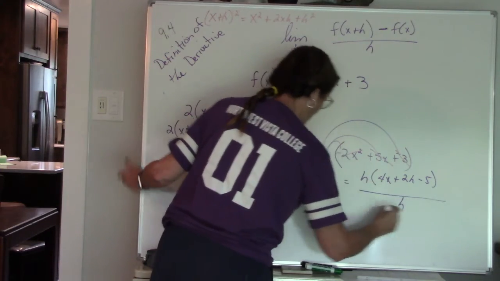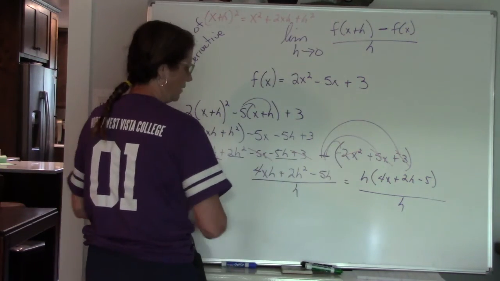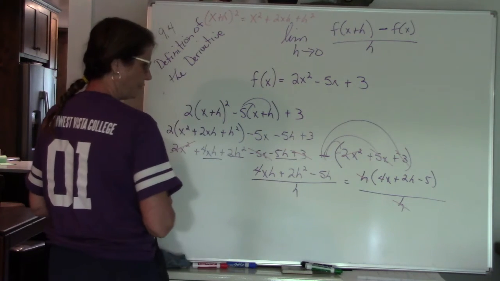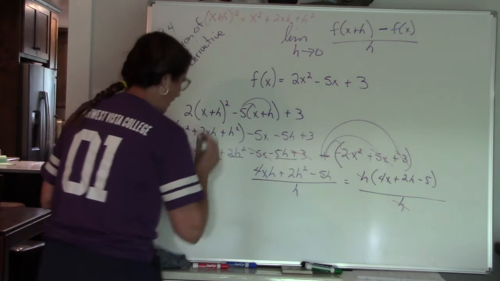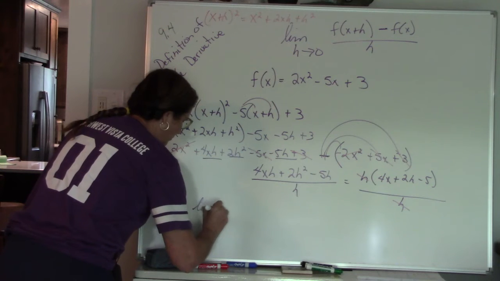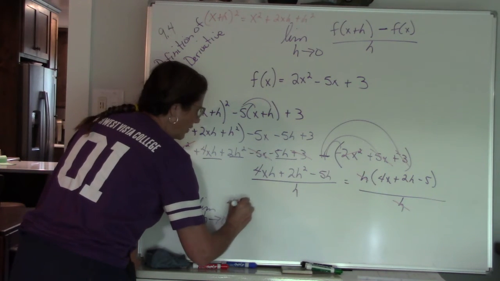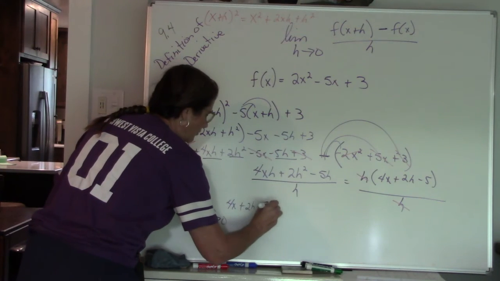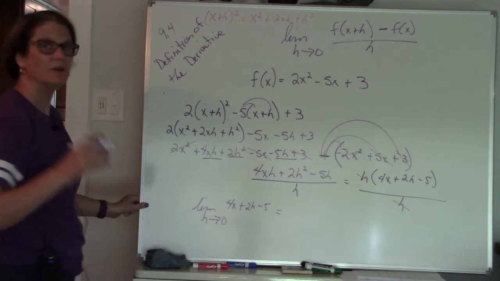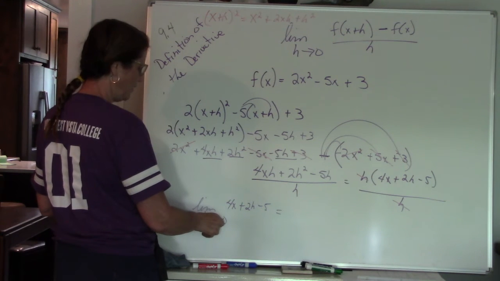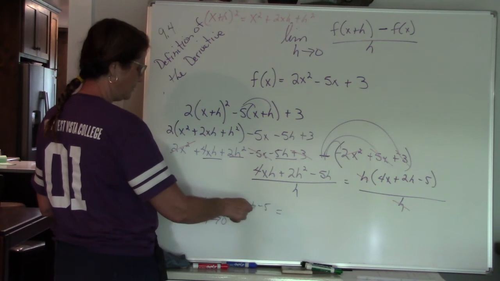All over h. And now I can cancel. Okay? So that's step 3. So now we're going to apply the limit. So the limit as h goes to 0 of 4x plus 2h minus 5. So here's where we just plug our limit in. Every time I see an h, I'm going to plug it into 0.